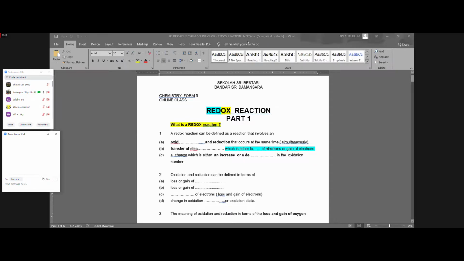Okay, so this is a new chapter now. We have already finished the carbon compounds. So we are going to start with redox reaction. There are many parts of this, so I go slowly. Today I just do a certain part only first, okay? We go very slowly because it's a very important chapter for paper 1 and paper 2.